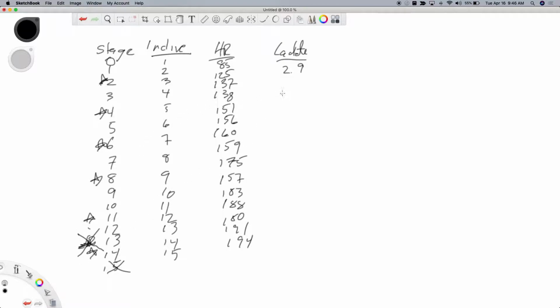So at 4, his lactate was 3.6. At 6, his lactate was 5.5. At 8, his lactate was 3.6. I lied. So we had 2.9 was baseline.